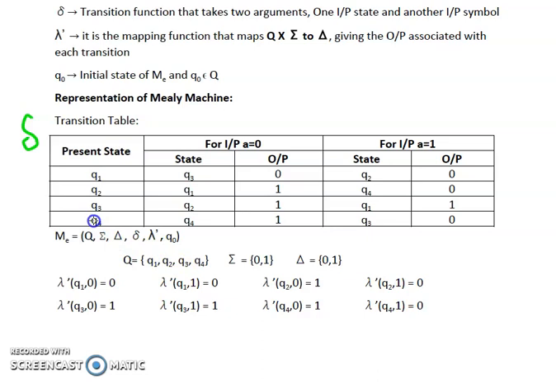Similarly, for state Q4, input 0, output is 1. For state Q4, input 1, output is 0. So in this way, a Mealy machine can be represented in the form of a table and the other 5 tuples along with the representation of small delta in the form of a table.